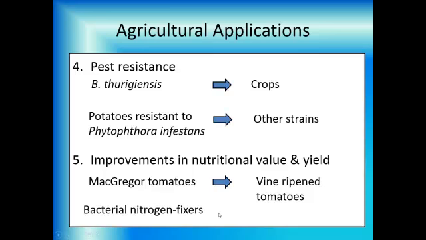Bacterial nitrogen fixers. As you may or may not know, there are certain bacteria that live in association with legumes. They form little nodules on the roots of the plant, and they fix nitrogen for the plant, and the plant provides sugars and protects the bacteria from oxygen. Well, it would be nice if we could get these bacterial nitrogen fixers to live in association with other plants, and we're currently working on that, so that we don't have to apply so much fertilizer. It's all to the good.